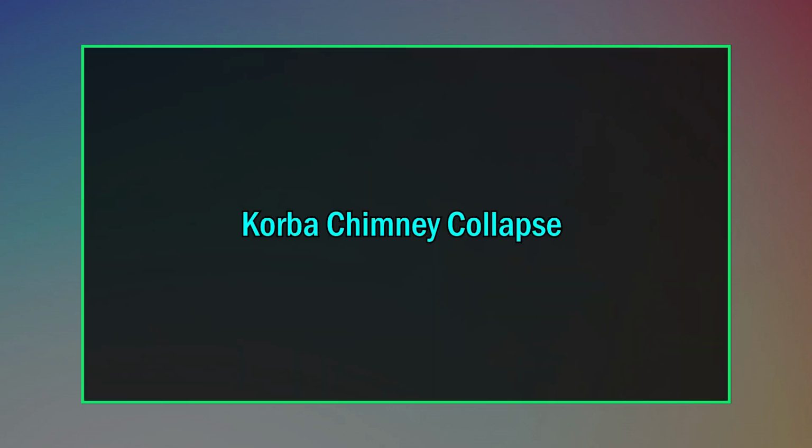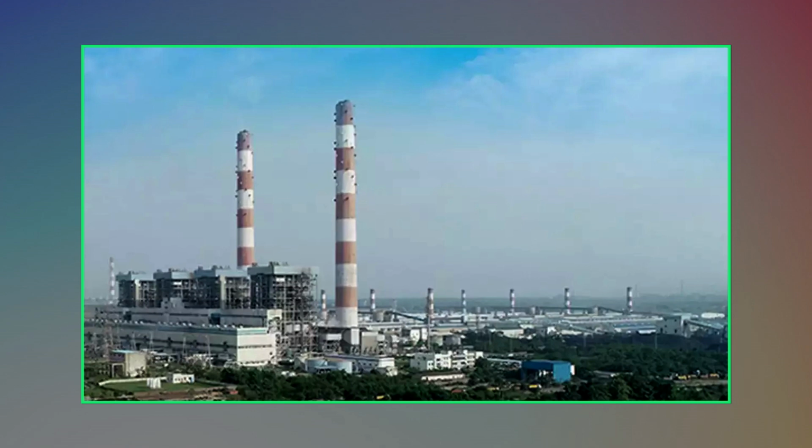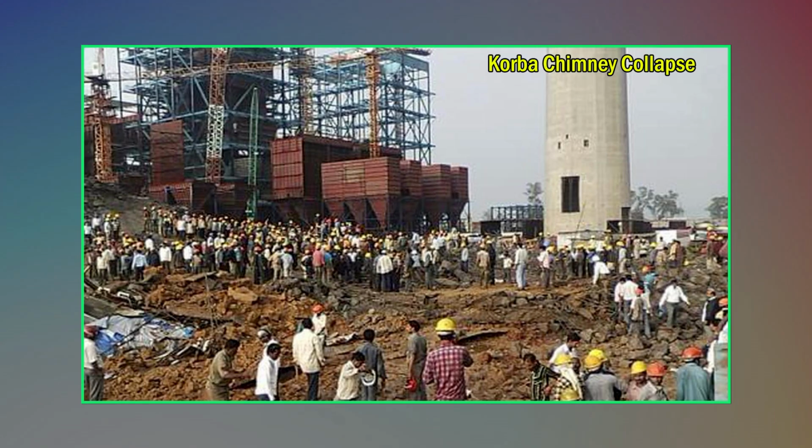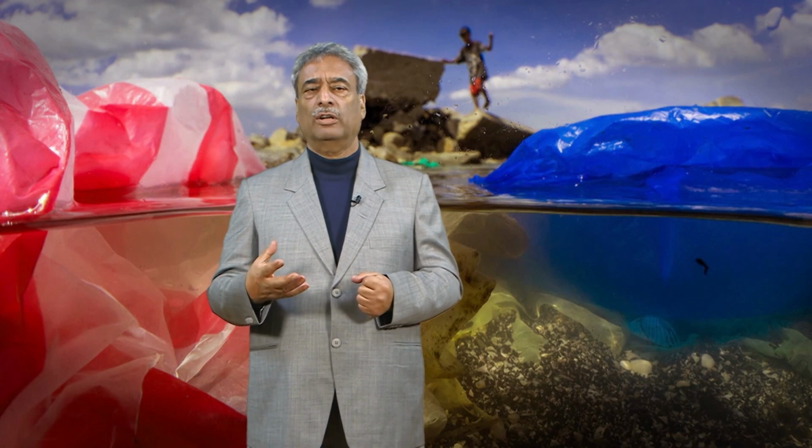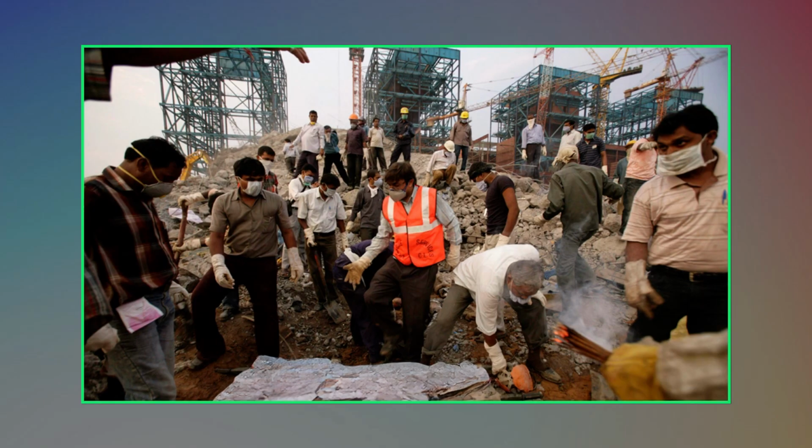Korba chimney collapse. An under-construction chimney for a thermal plant under Balco's contract in Chhattisgarh collapsed in 2009, resulting in the death of 45 workers. Extreme weather conditions, torrential rains, impeded the rescue efforts. The causes were found to be the use of substandard materials, technical faults in design, improper water curing, and negligence on the part of supervisors.